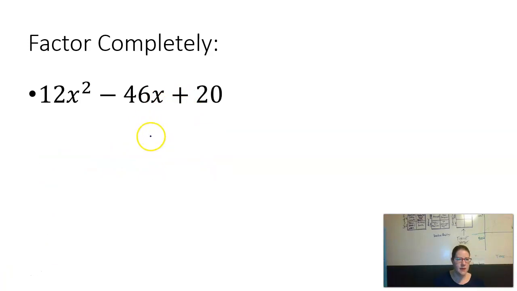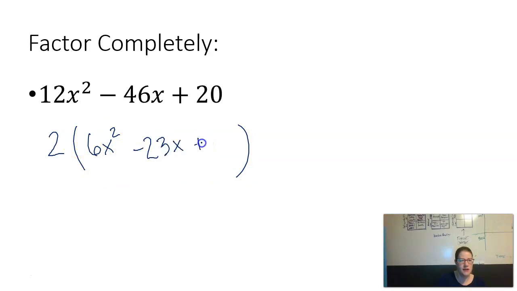All right, last example, we have 12x squared minus 46x plus 20. Again, first step, look for that common factor. So 12, 46, and 20 do have a common factor of 2. So I'll just pull a 2 out front. That will leave me with 6x squared minus 23x plus 10. Now, if you ever pull out a factor and then you see that these numbers still have something in common, then you would need to go ahead and pull that out as well and multiply it by the 2. But in this case, 6, negative 23, and 10 do not have another common factor, so I know that 2 was the greatest common factor.